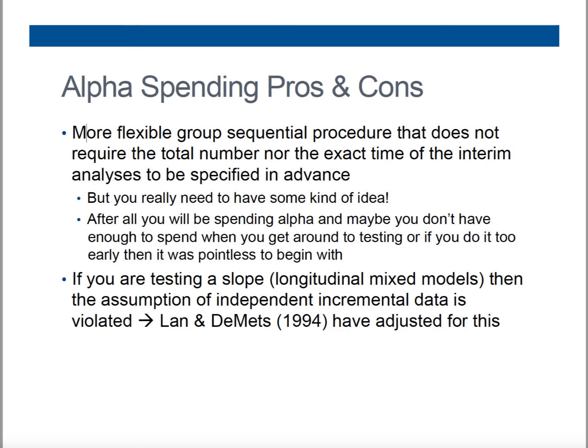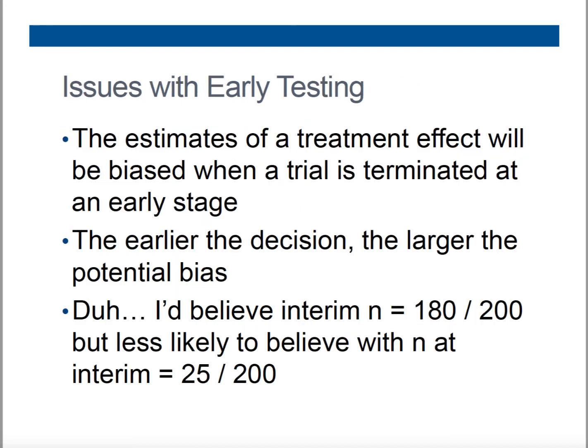Alpha spending pros and cons: they are much more flexible sequential procedures. They don't require the total number nor the exact time of the interim analysis to be specified in advance. So if you decided to conduct an interim analysis at 0.7 information fraction, you could then figure out what your alpha level would be. Lan-DeMets, again, was extended in 94 to look at longitudinal mixed models where incremental data is no longer required to be independent.